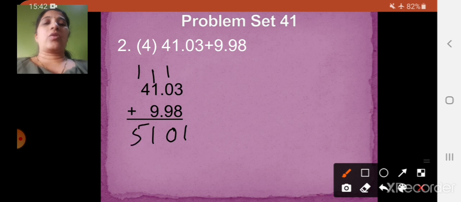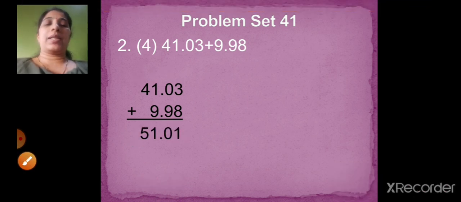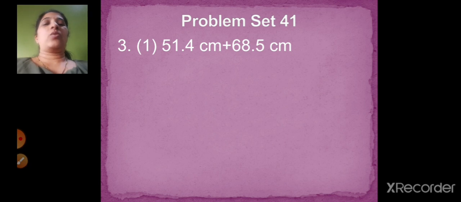5. So now you can see there are 2 decimal places, so we will put 2 decimal places. So your answer will be 51.01. Let's move to the third problem set.